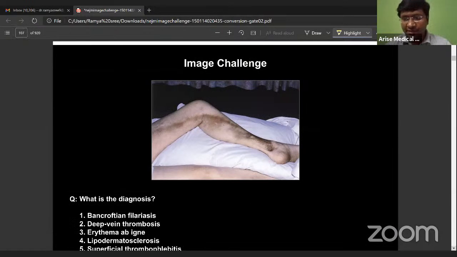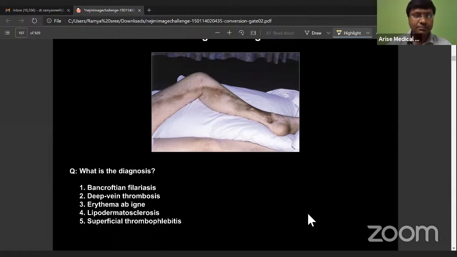Right. So this is another very interesting question. What is the diagnosis? Bancroftian filariasis, deep vein thrombosis, erythema, lipodermatosclerosis, superficial thrombophlebitis.